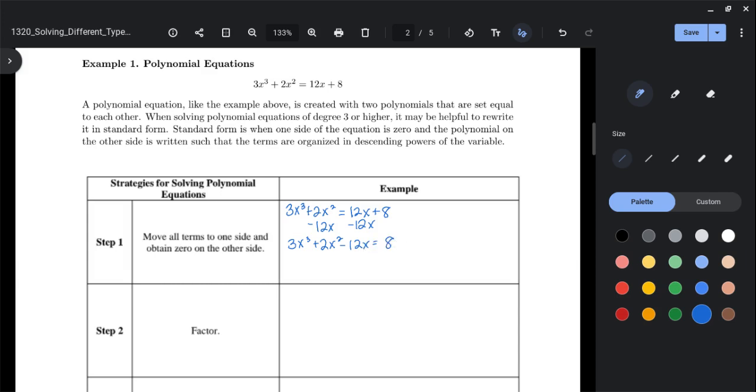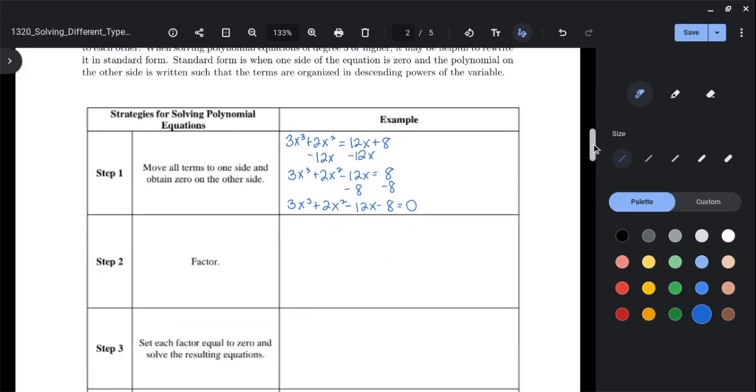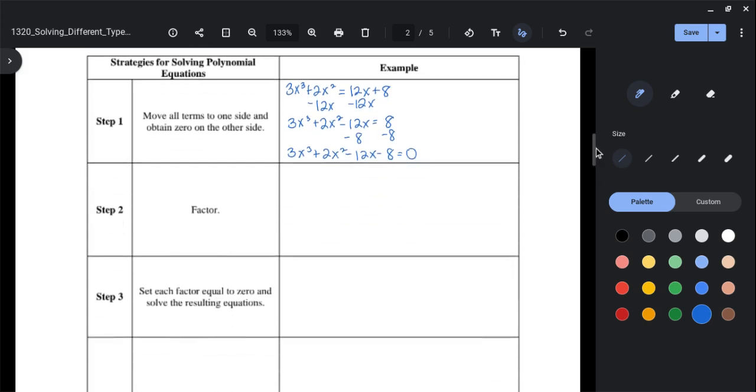And then I need to move the 8 to the other side also. So I'm going to subtract 8 from both sides. And when we do, we get 3x cubed plus 2x squared minus 12x minus 8 equals 0. So now I've successfully done step 1. Everything is on the left-hand side, and on the right-hand side, I have 0. So now we're going to look at step 2, which is factoring.